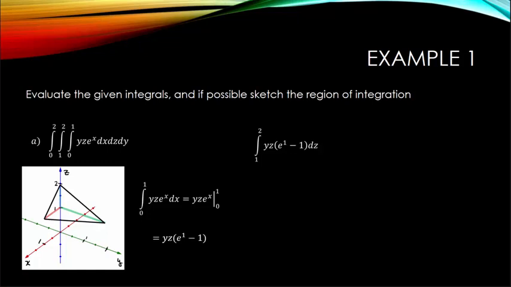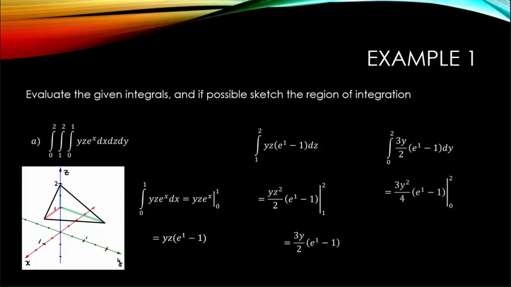y and the quantity e to the 1 minus 1 act as a constant here, so my integral becomes y z squared over 2 times the quantity e to the 1 minus 1 evaluated from 1 to 2. This gives me 3y over 2 times the quantity e to the 1 minus 1. This is the integrand in my outer integral, the integral from 0 to 2 of 3y over 2 times the quantity e to the 1 minus 1 dy. This gives me 3y squared over 4 times the quantity e to the 1 minus 1 evaluated from 0 to 2. This reduces to 3 times the quantity e to the 1 minus 1.